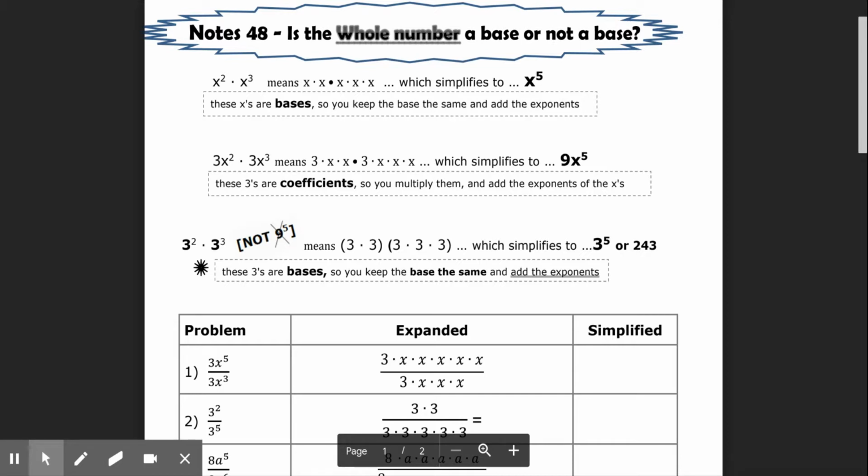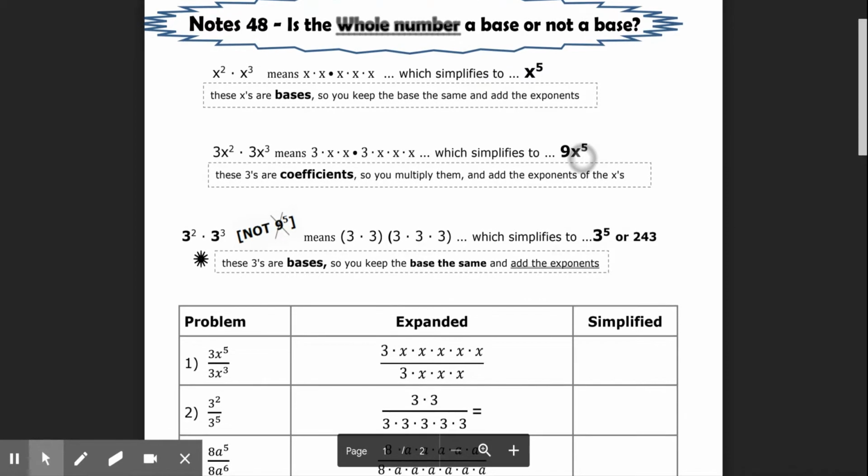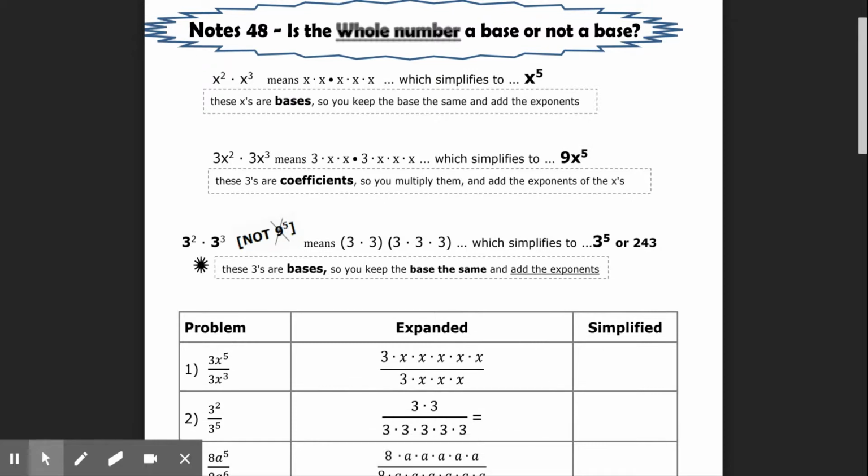3x squared times 3x cubed means 3 times x times x times 3 times x times x times x. So 3 times 3 is 9. And then you can add the x's and get x to the fifth. So that's 9x to the fifth. These 3's are coefficients, so you multiply them and add the exponents of the x's.